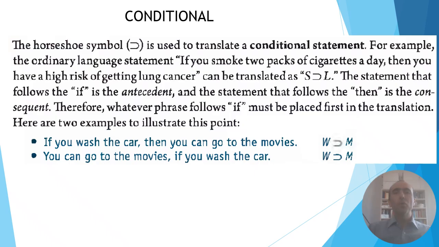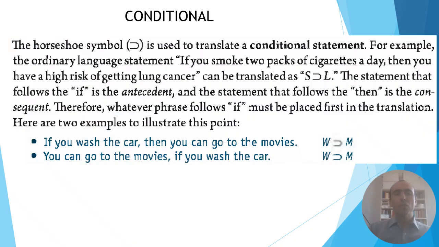The fourth logical operator is the conditional. The horseshoe symbol is used to translate a conditional statement. For example, the ordinary language statement, if you smoke packs of cigarettes a day, then you have a high risk of getting lung cancer, can be translated as S horseshoe L. The statement that follows the if is the antecedent, and the statement that follows the then is the consequent. Therefore, whatever phrase follows if must be placed first in the translation.